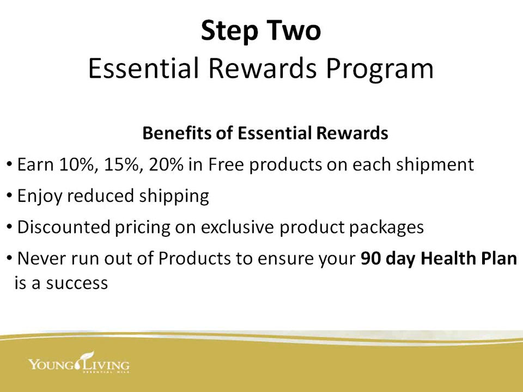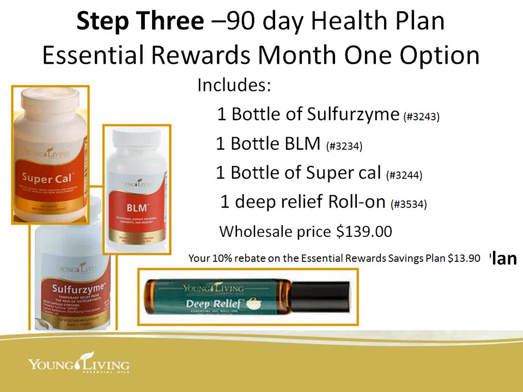After you've been on the Essential Rewards for 6 months, in the 7th month, the rebate goes up to 15%. And of course that goes in your piggy bank as well. And then after 1 year, that goes up to 20%, and it stays at 20% for the rest of your life. I receive 20% in free products every month, every single month that I put in an order through my Essential Rewards.